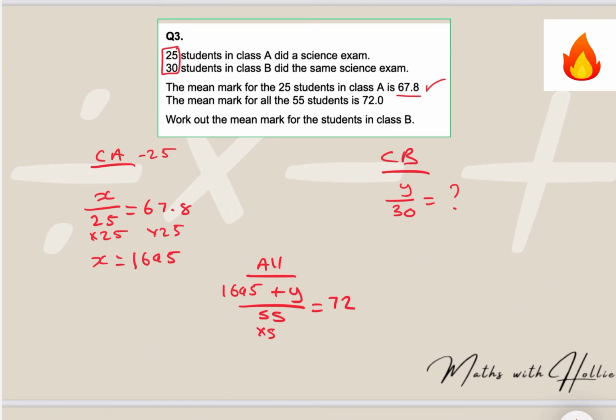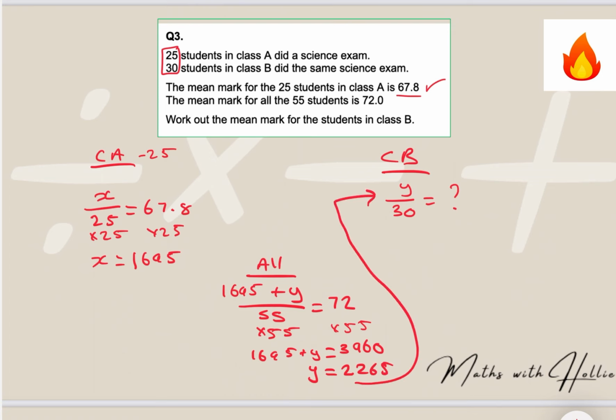So if I times both sides by 55, I have 1,695 plus y is going to equal 3,960. So that missing number there for y is going to be 2,265. So now I can put this into the equation I wrote before.